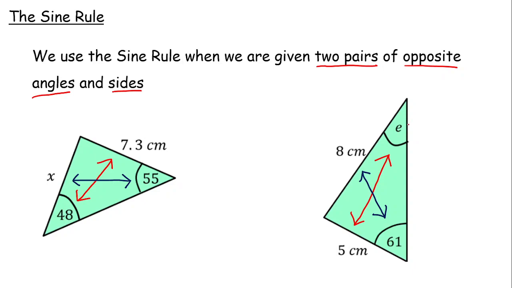Similarly over here, we've got an angle. Opposite that angle, we've got the side. Here we've got the side. Opposite that side, we've got the angle. Okay, so we can only use the sine rule given that condition, which is really important because later on, we get introduced to the cosine rule and you've got to be able to distinguish which one you use. So this here is really, really important. So make a note of that.